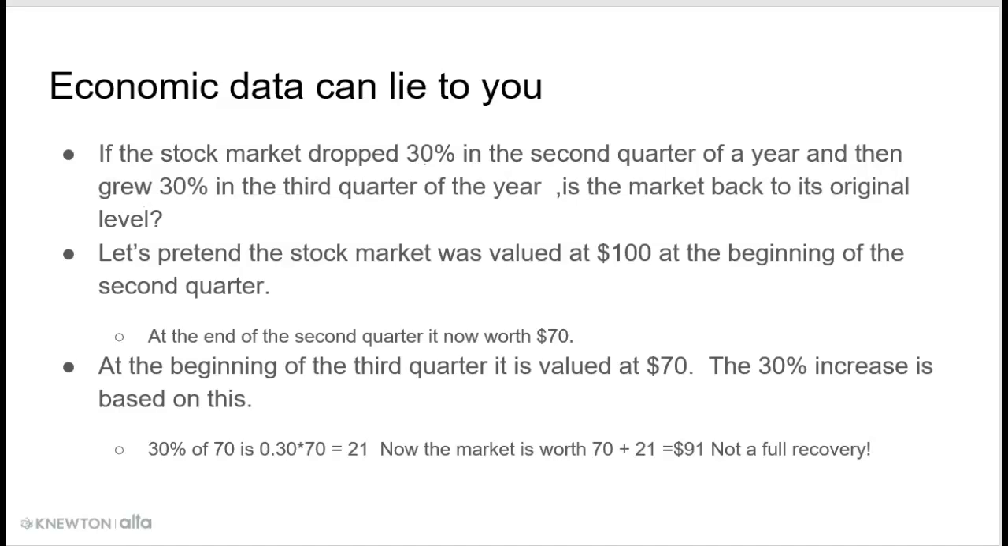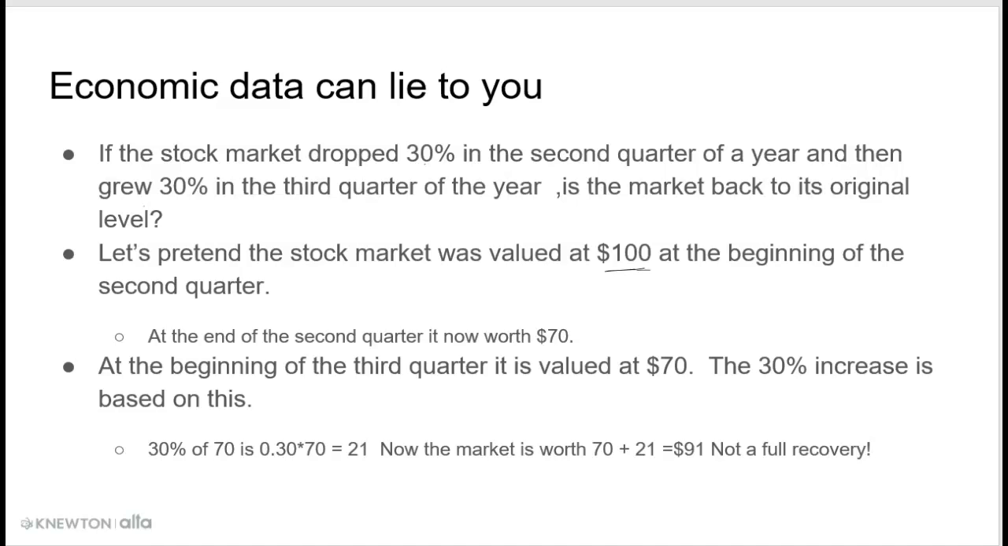The first 30% was based upon where the market was at the beginning of the second quarter. The second 30% was a growth of a smaller number, where the market was at the beginning of the third quarter. So let's pretend. 100's a nice number to pretend with. I just want to know if I'm back to the original 100. I'm going to pretend the stock market was valued at $100. Now, that's ridiculous if you look at the different indexes, but let's just pretend, because that's a good number. We're just looking to see if I'm back to my original.